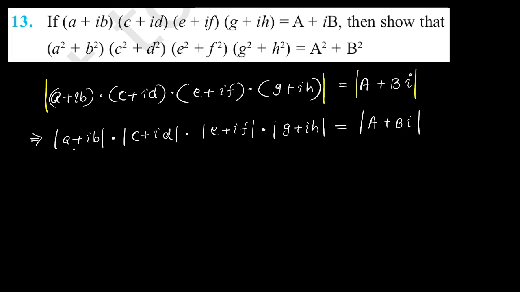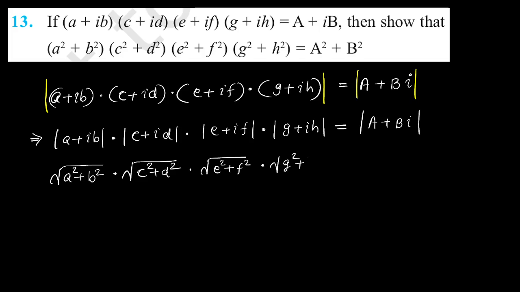So what is the modulus of a plus bi or a plus ib? Modulus of a plus ib will be root of a square plus b square into, here modulus will be root of c square plus d square. Let me complete it. After that you can ask me doubts. Into modulus of this will be root of e square plus f square. Modulus of this will be root of g square plus h square. And the right side modulus will be root of capital A square plus capital B square.